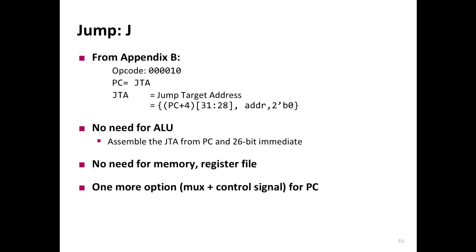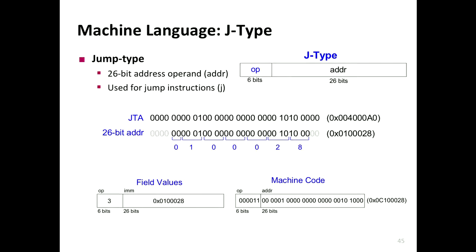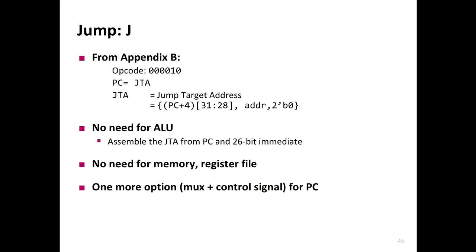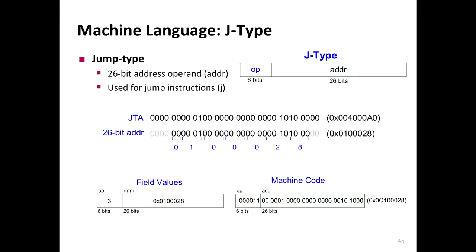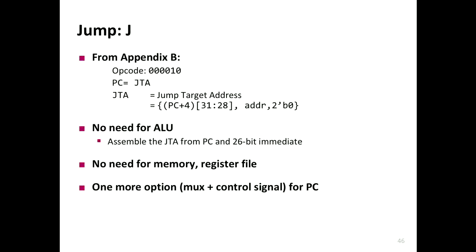For example, the first four bits come straight from the program counter. And then the next 26 bits come from the jump address itself. So you have the address, and then the last two bits are zero. So you can directly assemble the jump target address without the need of doing any operation. So you save time also there. And you also don't need any memory, no register file, nothing.